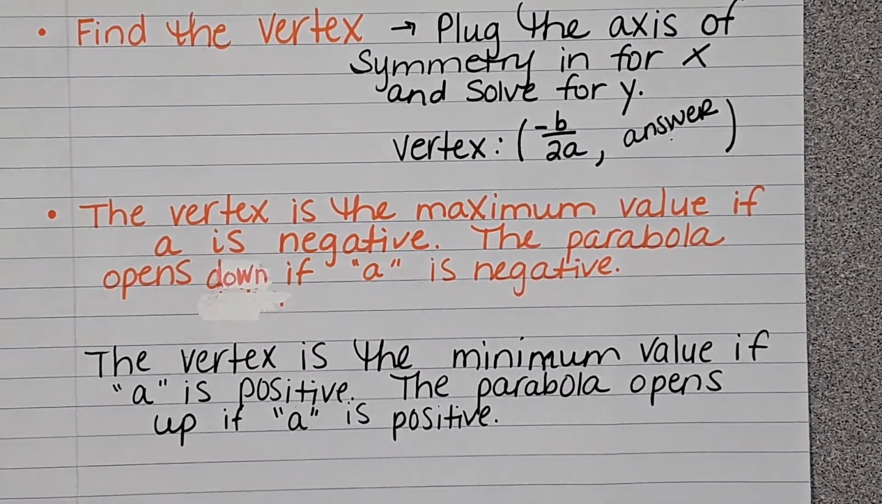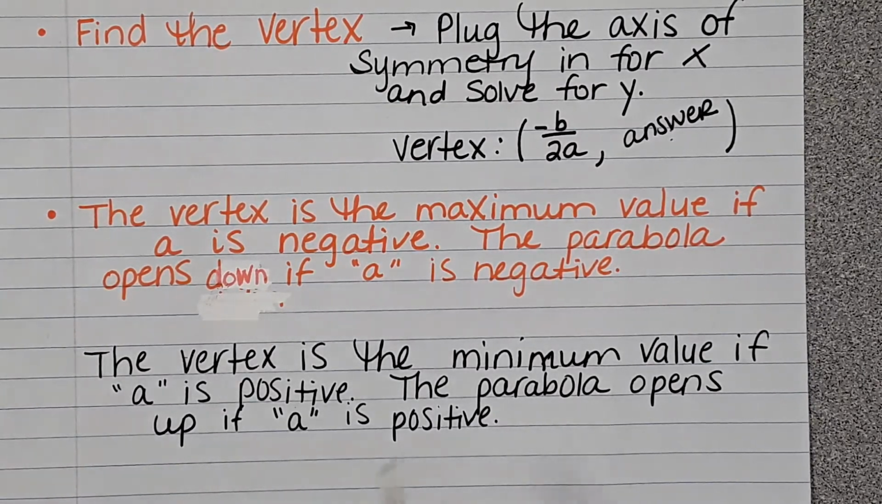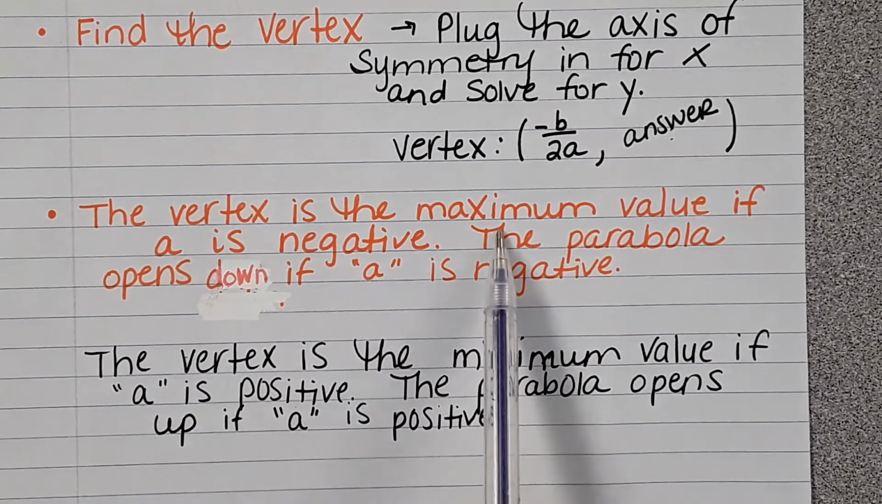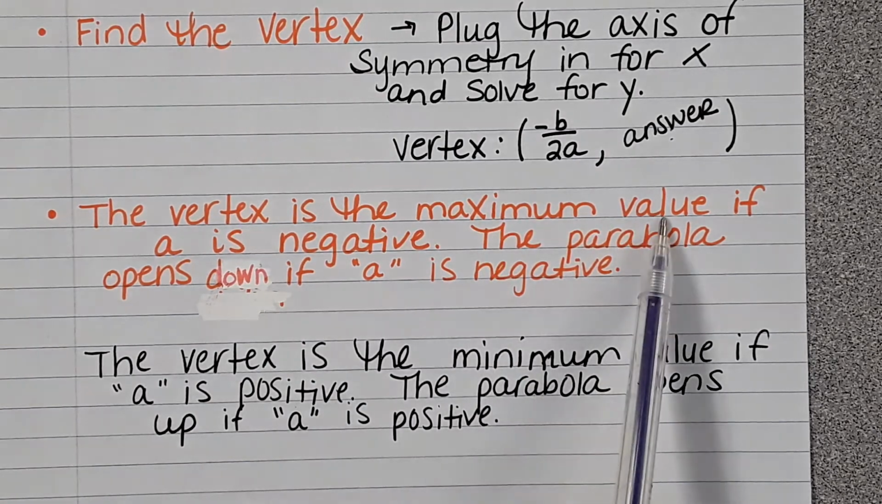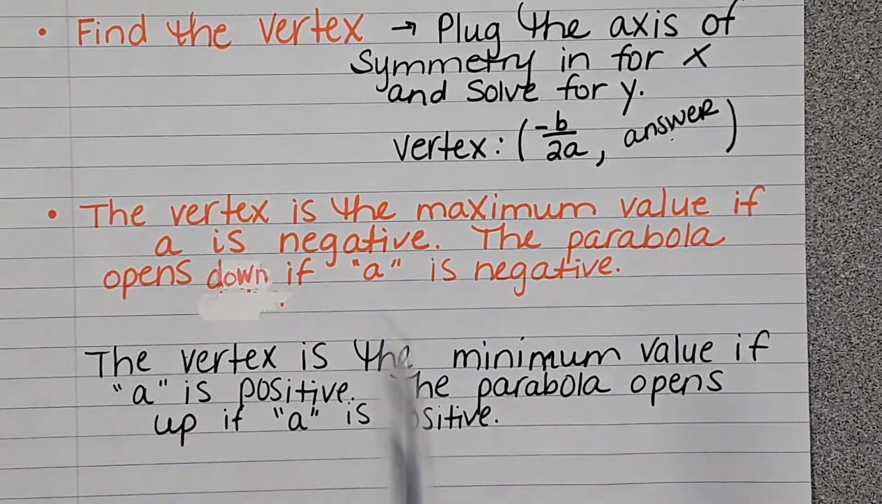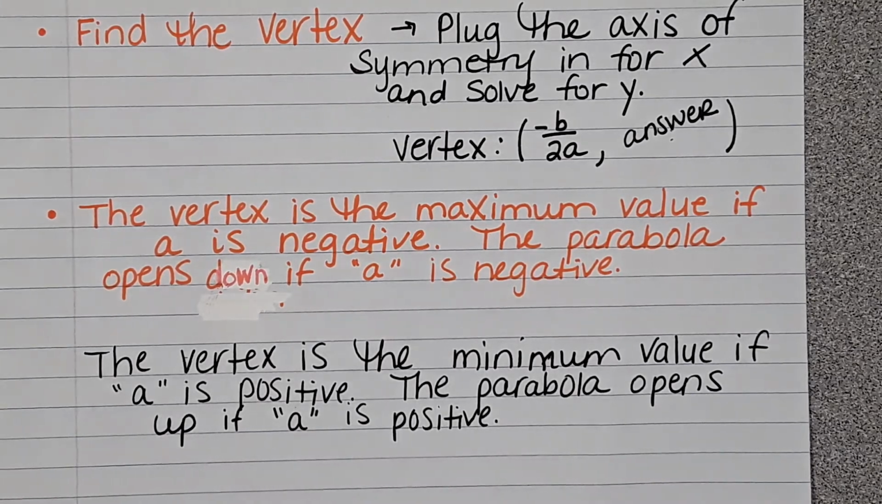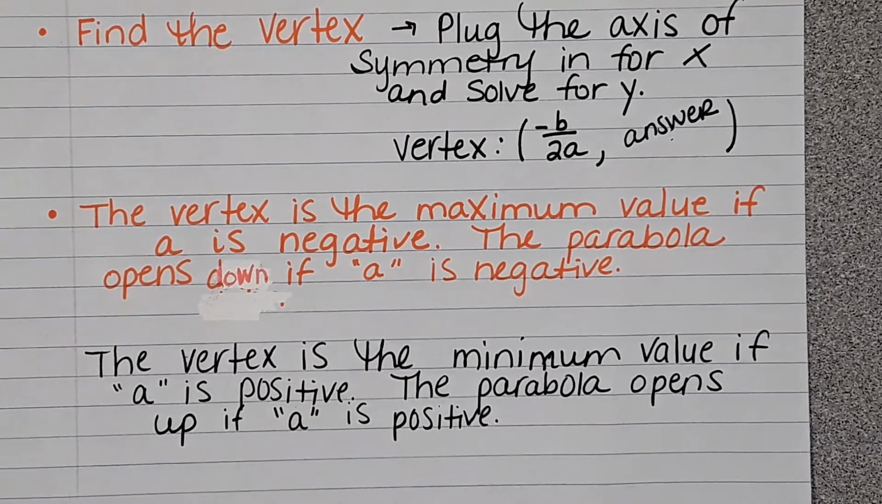So A tells us a lot of information. Again, if A is negative, then our vertex is the maximum point or the maximum value, and it opens down. If A is positive, the vertex is the minimum value, and the parabola opens up. So A tells us a lot of information, and you just need to remember it.